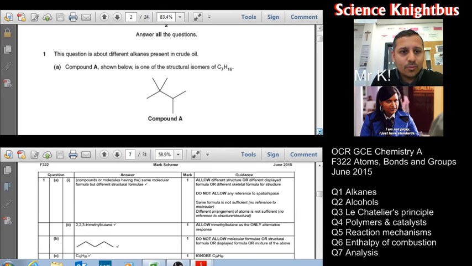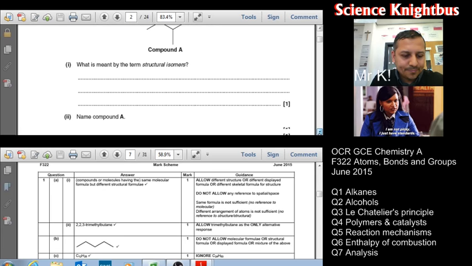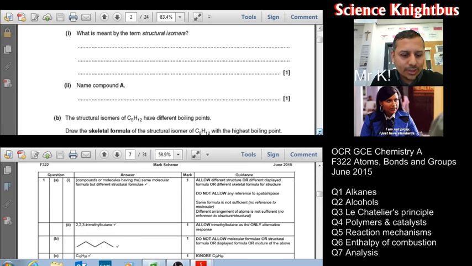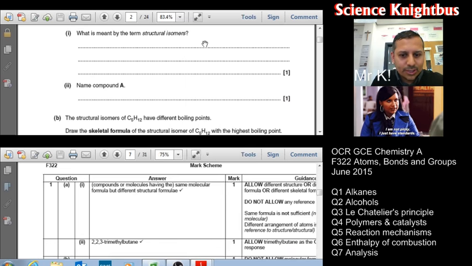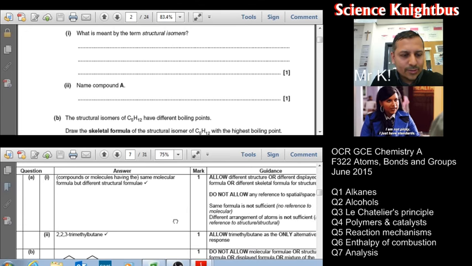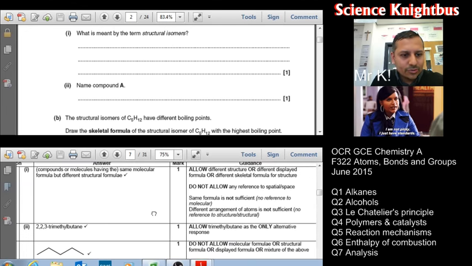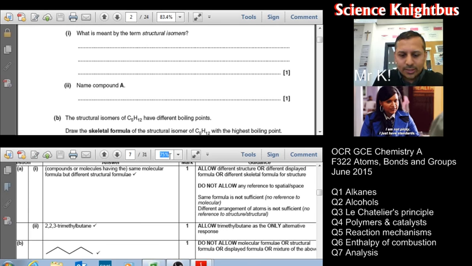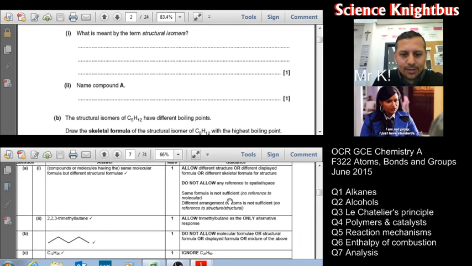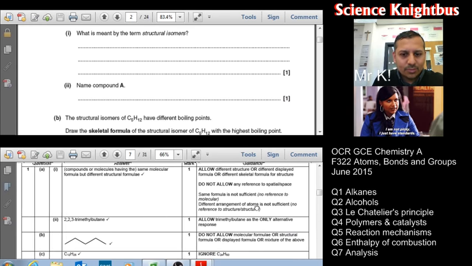It starts off with a nice simple alkanes question. Most are able to describe structural isomers. The answers you can see at the bottom of the page, so just have a look. Pause by all means if you want to, and I'll blow it up a little bit to help you. No problem at all. So we've got compounds or molecules having the same molecular formula but different structural formulae. A straightforward answer there for a simple 1 marker.